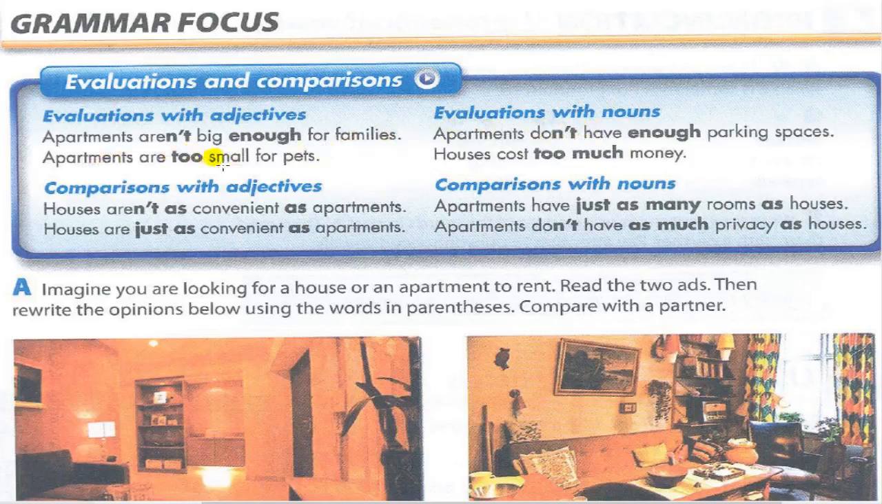Apartments are too small for pets. Too plus adjective. Most of the time this adjective is a bad adjective, like too bad, too small, too noisy, too cramped, very small, too dark. Too, then a bad adjective, most of the time.